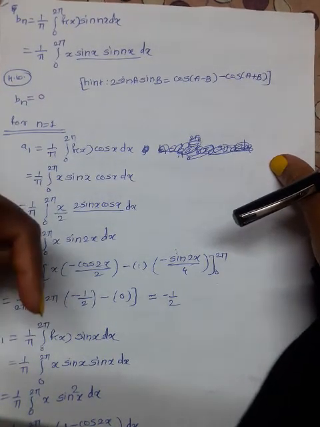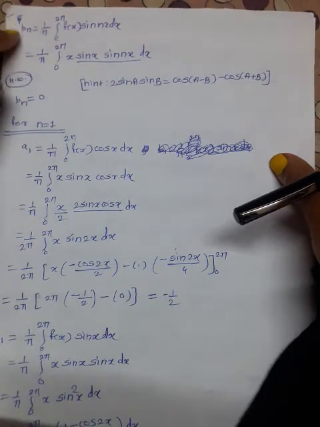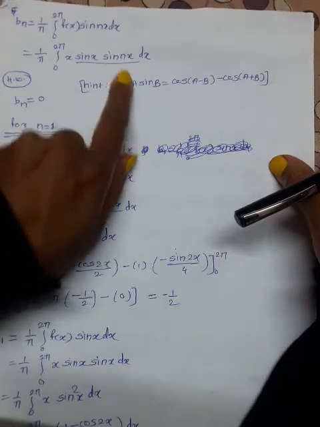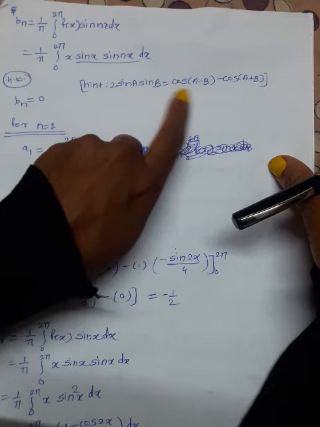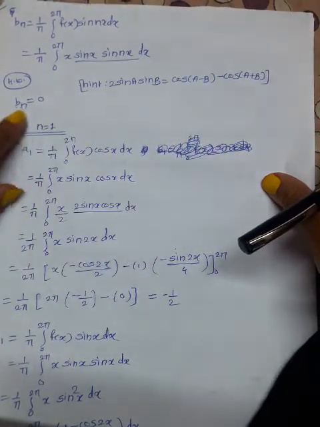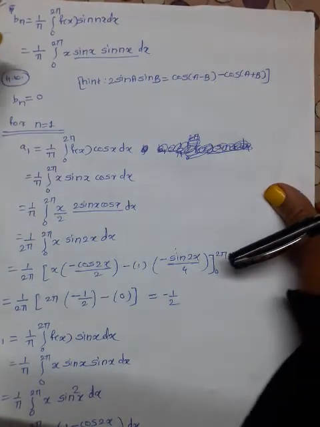Similarly, we have already calculated an. Similarly, we have to calculate bn like this only. Here a hint is given, sin a sin b, you have to use this formula: 2 sin a sin b is cos a minus b minus cos a plus b. And the answer for bn is 0 here. Okay, this is the homework for you.